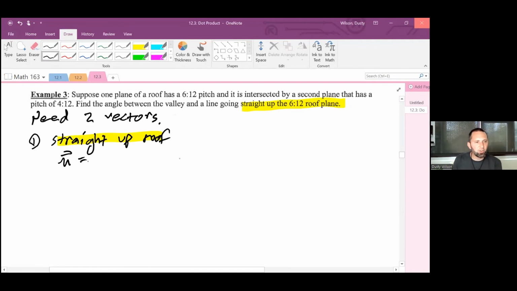And we know we've got a 6/12 pitch. It doesn't matter whether we go in the X direction or the Y direction, so maybe we'll start with the X direction. Our run is going to be 12 because it's always 12. We're not going to go anywhere in the Y direction. And vertically, we're going to go up 6. So there's that 6/12 pitch that we talked about earlier. And then we need a second vector that goes up the valley.